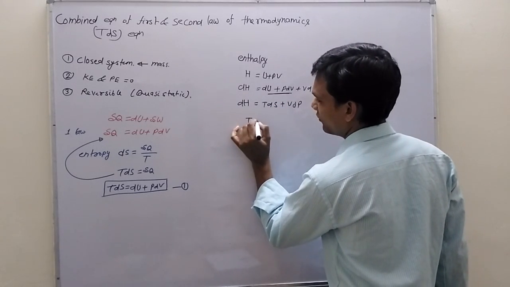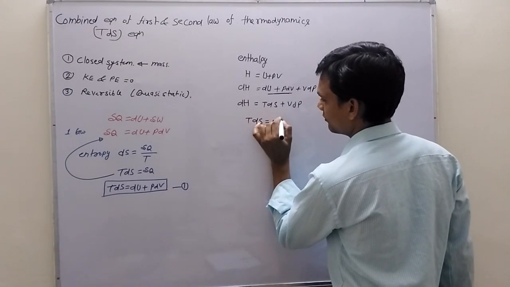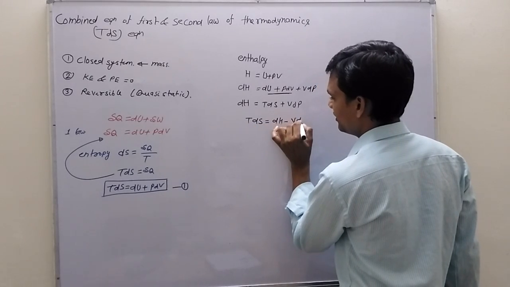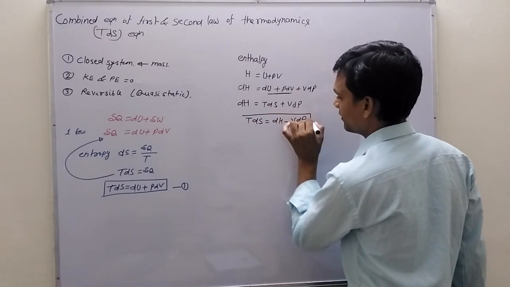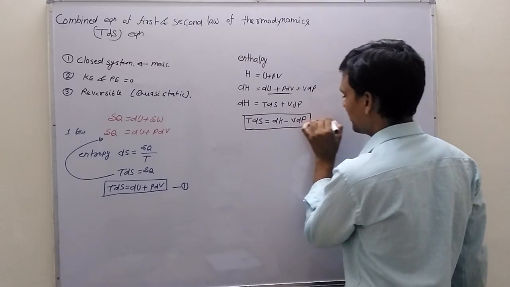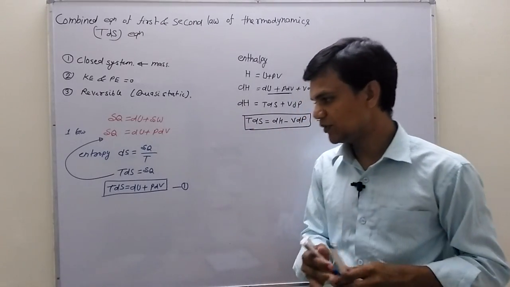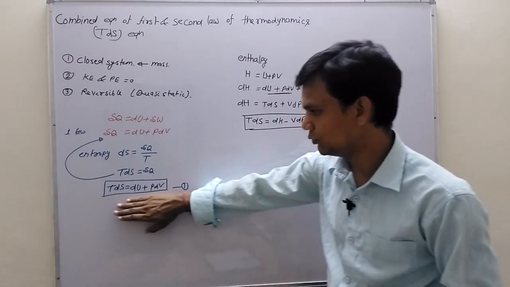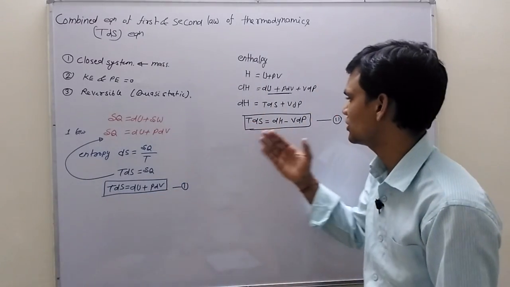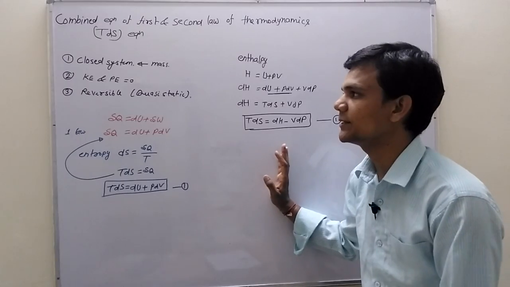Now we can also modify this formula: TdS is equal to dH minus VdP. This will be our second TdS equation. Now we obtain two TdS equations, the first TdS equation and the second TdS equation.